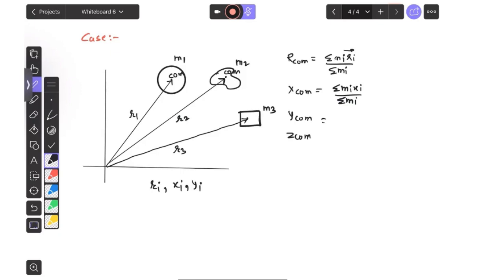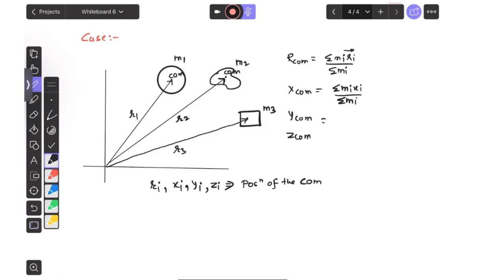What we have is ri, xi, yi, zi, which are the positions of the center of mass of each mass chunk.